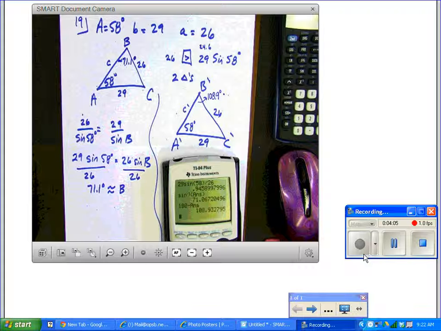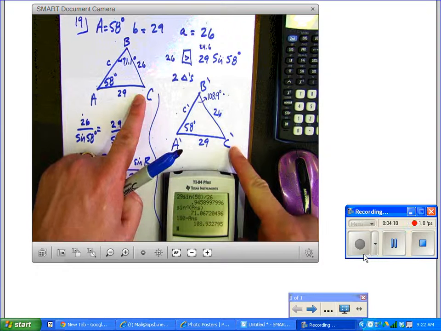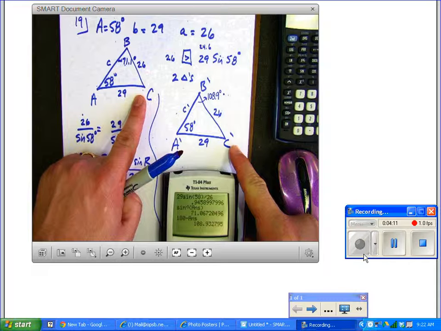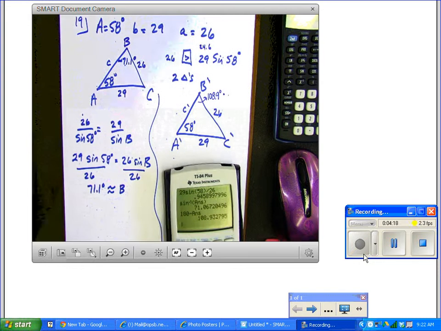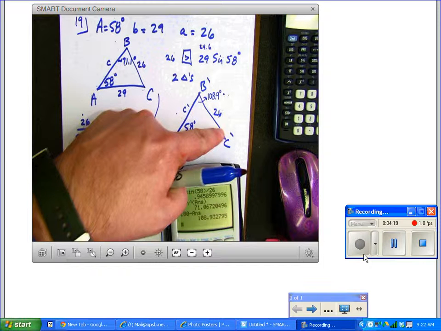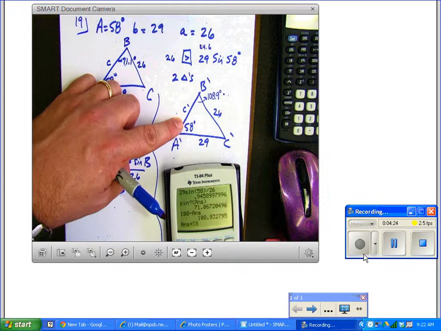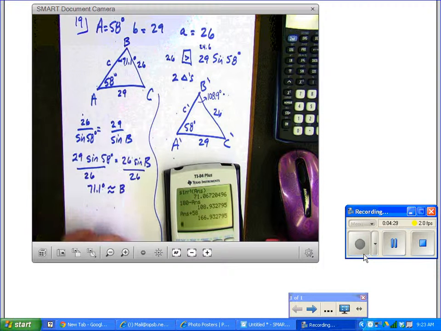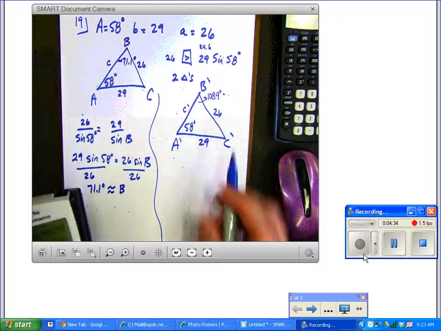Now, in both triangles, we can find our angle C's, can't we? We've got to have this kind of automatic. If I have two angles in a triangle, you can find the third one very easily. Let's find this one since I've got that in my calculator. I've got that one plus 58, and let's subtract that from 180. That's going to give me about 13.1 degrees.